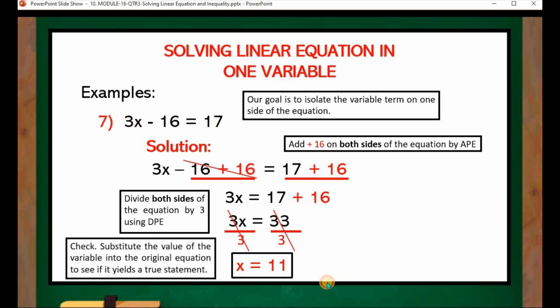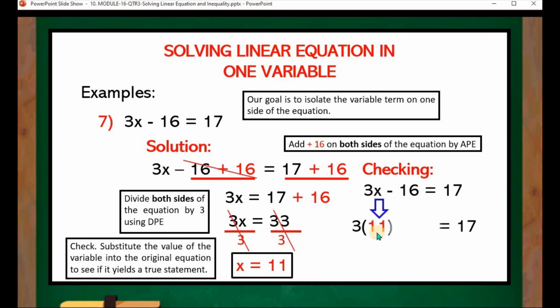I-check natin kung tama. Using the equation, so 3x minus 16 equals 17. Pag magkatabi, multiplication yan. So, pag nag-substitute ka dito, huwag kalimutan yung parentheses. So, magiging 3 times 11 minus 16 equals 17. So, ito muna unahin natin, multiplication muna. So, that is 33 minus 16 equals 17. 33 minus 16, that is 17. So, our answer is correct. Our solution is correct. Okay?